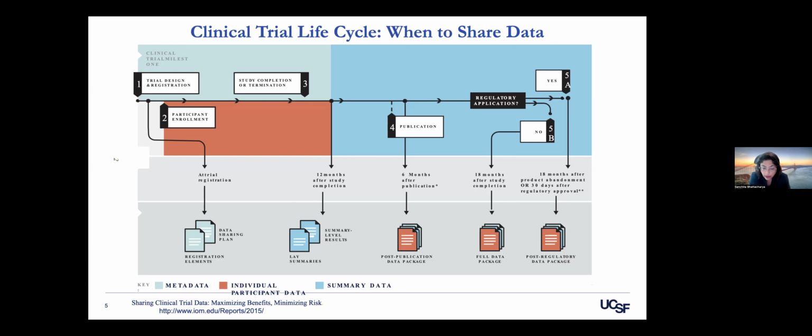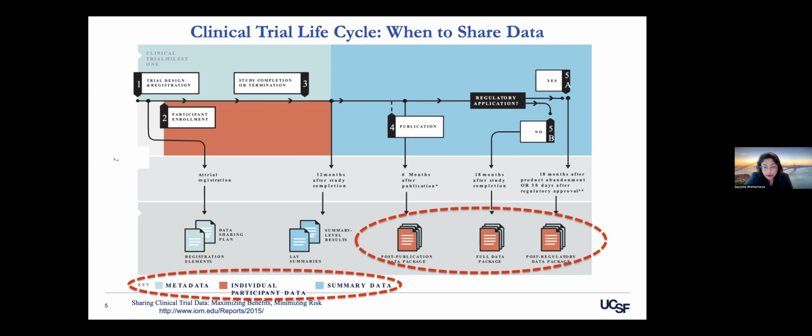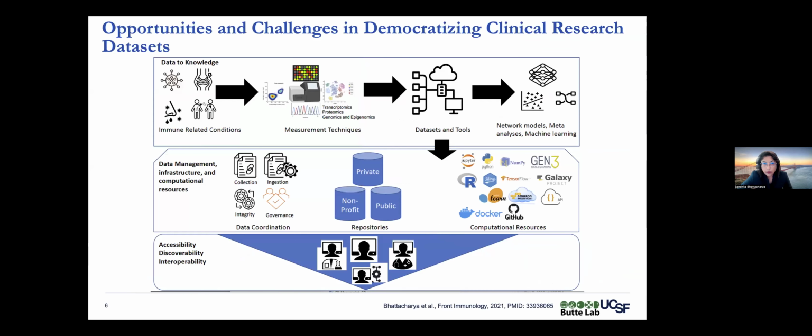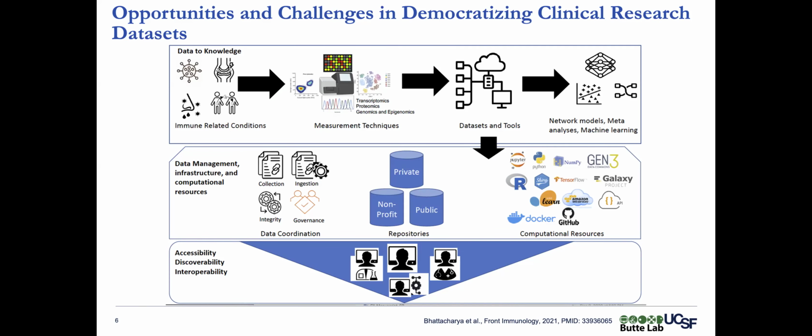And so on that front, back in 2015, IOM had come up with sharing clinical trial data, maximizing the benefits and minimizing the risks. And why don't we share all of this data so the secondary investigators can make use of this data to better design the forthcoming clinical trials. So, back in 2021, I wrote a perspective on opportunities and challenges in democratizing the clinical research data sets.